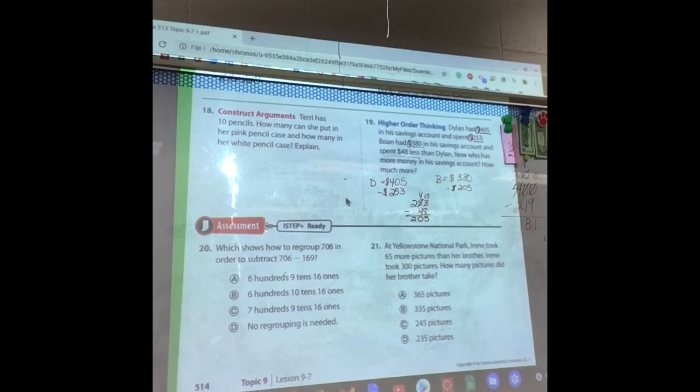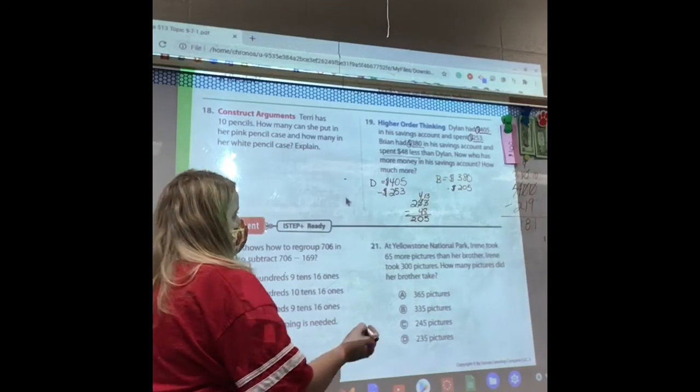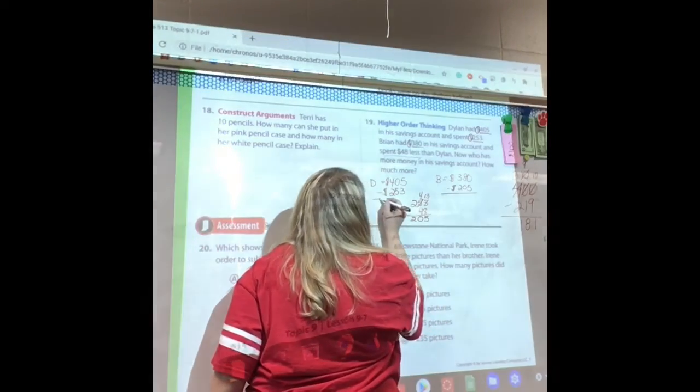Do you subtract 205 from 253? That would tell us who spent more, but we need to know how much money they have in their accounts after they spend it. We've got to find it for each one. Wendy? You just subtract 380 from 205 and then 405 from 2. Yeah, we have to do both.